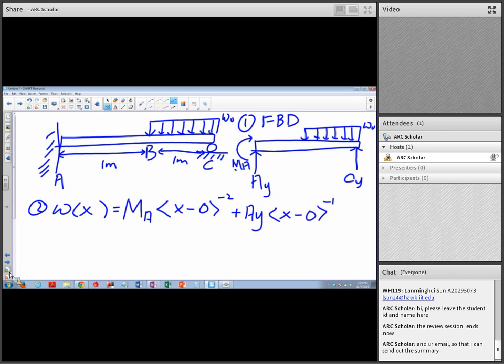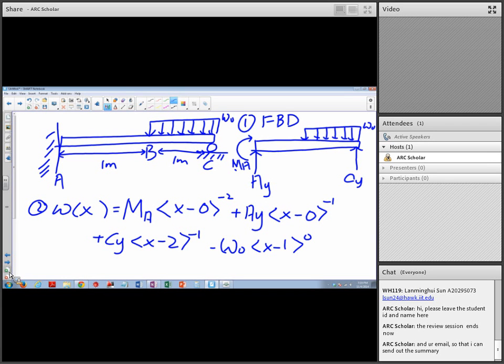And the next thing is CY. CY is X minus 2 and the power is negative 1. And we still have one distributed load here. So the distributed load is omega naught, X minus 1 to the power of 0. Wouldn't it be negative? Oh yeah, for this one, right? Yeah, I made a mistake. Okay, so no problems here, right?